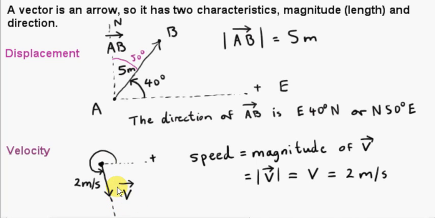For the velocity vector to change, one of two things can happen. Either the speed can change, or the direction of the motion can change, or both can change. Both speed and direction can change.